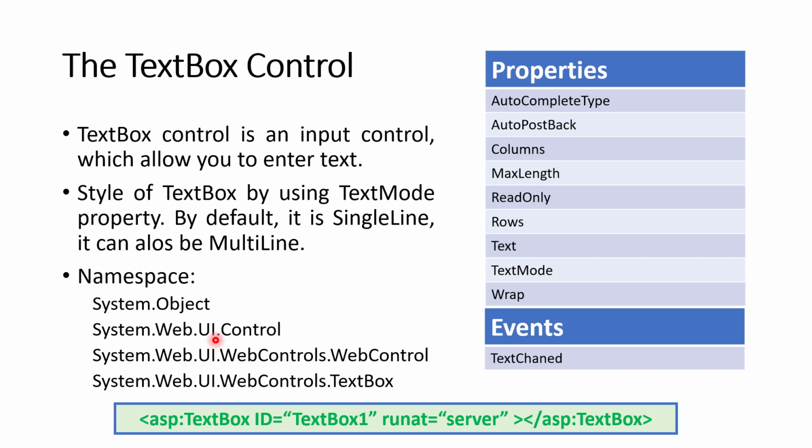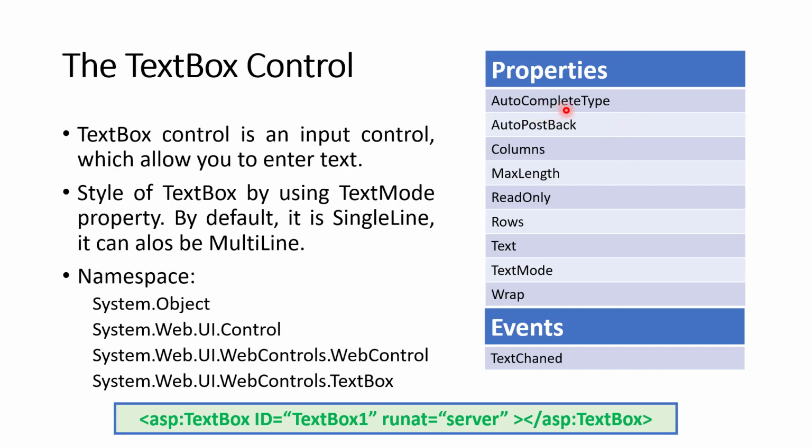Namespace hierarchy for this text box control is System.Object, System.Web.UI.Control, System.Web.UI.WebControls.WebControl, and System.Web.UI.WebControls.TextBox. Now we'll discuss some general properties of the text box control.